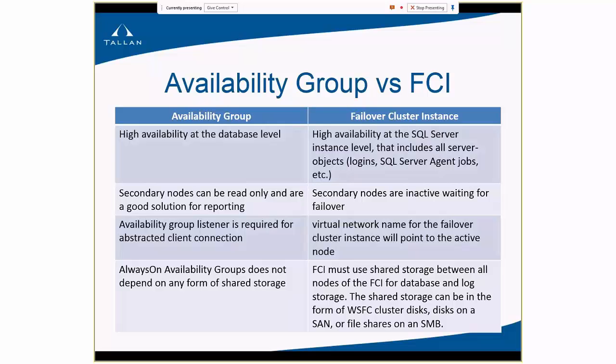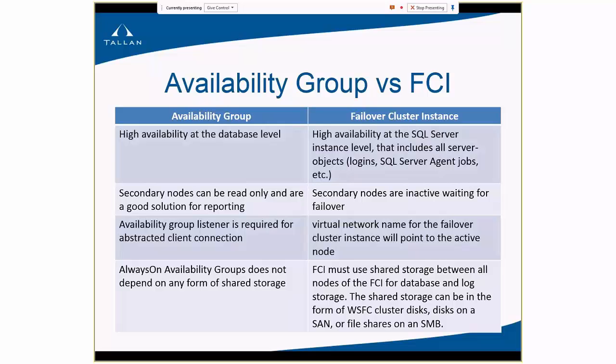Secondary nodes in an availability group can be read-only, a good solution for reporting. Secondary nodes can't, right? So they're just inactive and they wait for failover. An availability group requires an availability group listener for abstracted client communication. The failover cluster instance, the virtual network name, will take care of directing traffic to the active node.